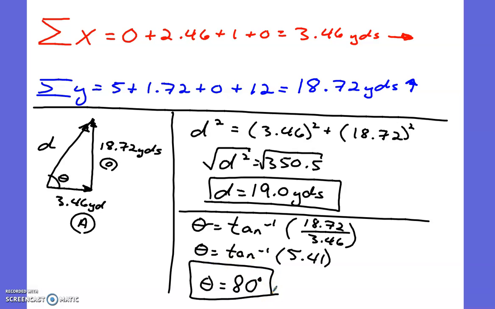Again, if you type this in your calculator, you get 79.5. So we just have to round off if we're using the trig table. But if you have one of those calculators with sine, cosine, tangent, by all means, put your answer down as 79.5.